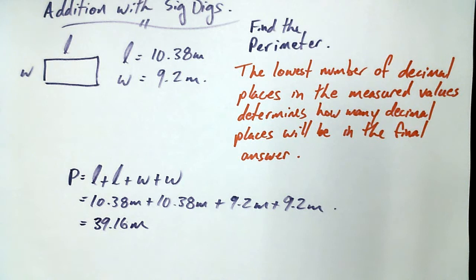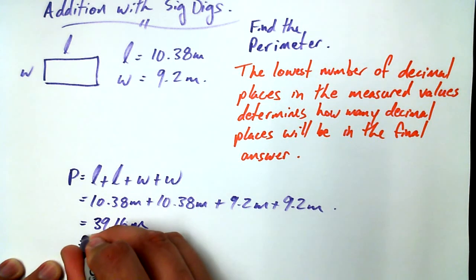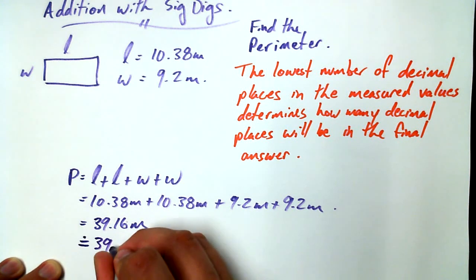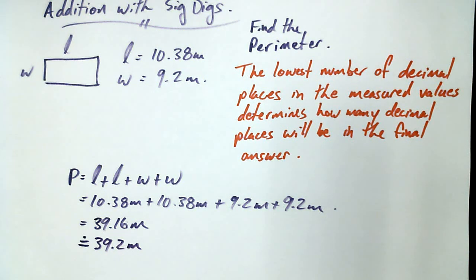What should this round to? What do you think? Any ideas? Look at the rule in orange. What do you say? Yeah, 39. No, not 39. Look at the decimal places. Yeah, that's right. It should round to the tenths decimal place. So 39.2. Okay, so we'll say approximately equal to 39.2 meters after having been rounded appropriately.